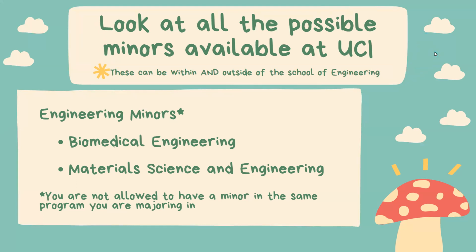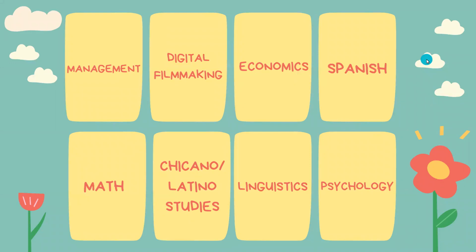So moving forward, here are possible minors that you could pursue within UCI. I just grabbed a couple from that catalog and saw that there was management, digital filmmaking, economics, Spanish, math, Chicano Latino studies, linguistics, psychology. There's a breadth of options for you. It's just a matter of figuring out what you're interested in and how potentially you could apply it to your future career goals, if that's something that you are looking into.